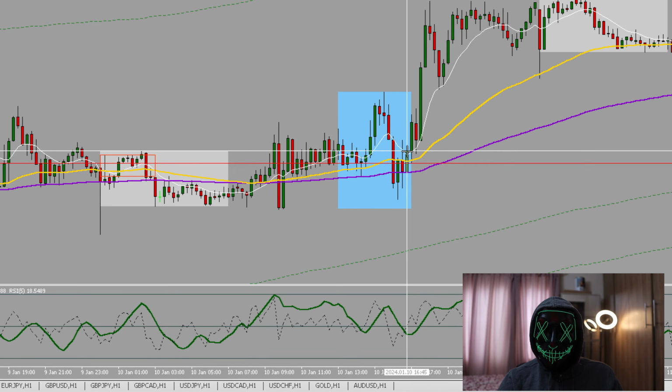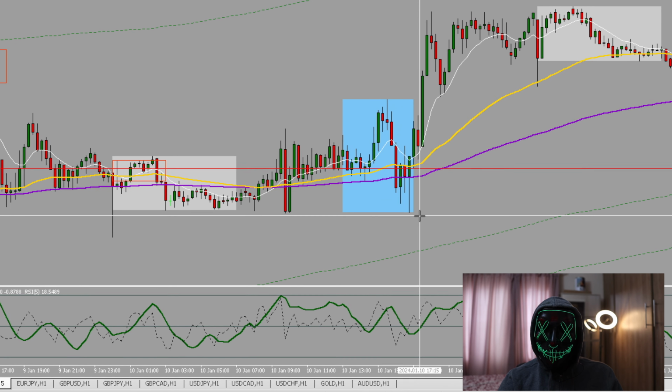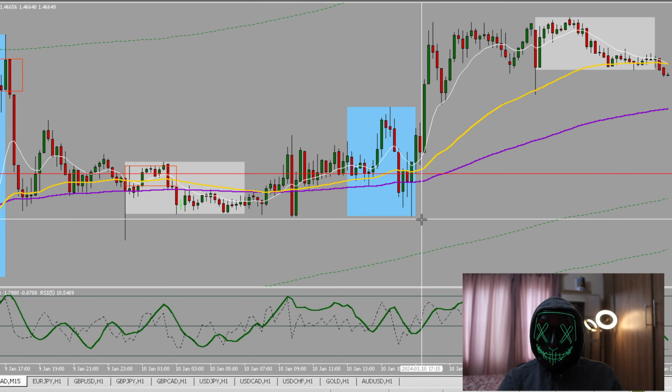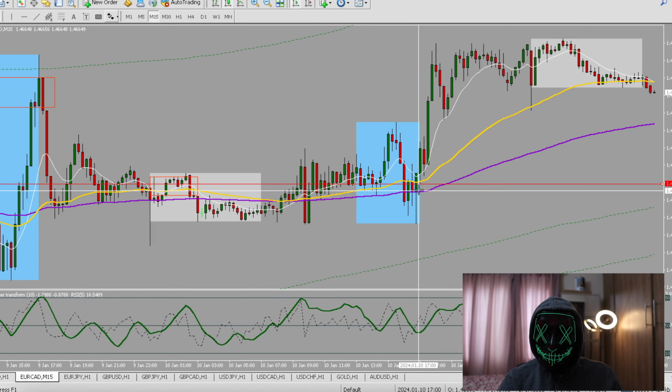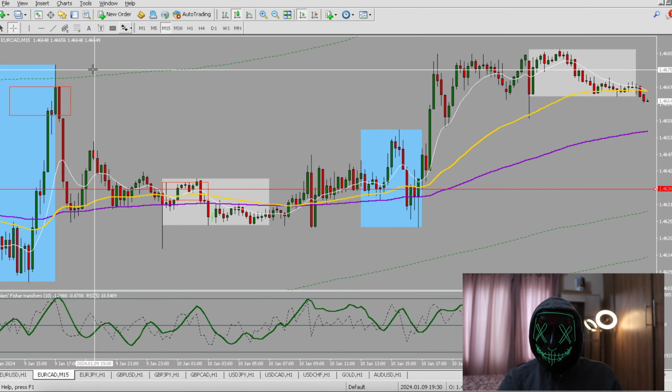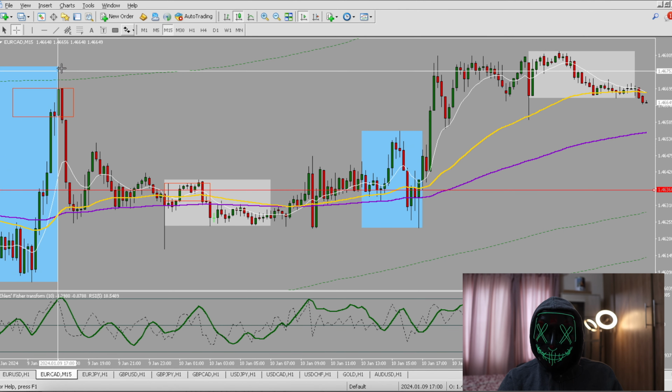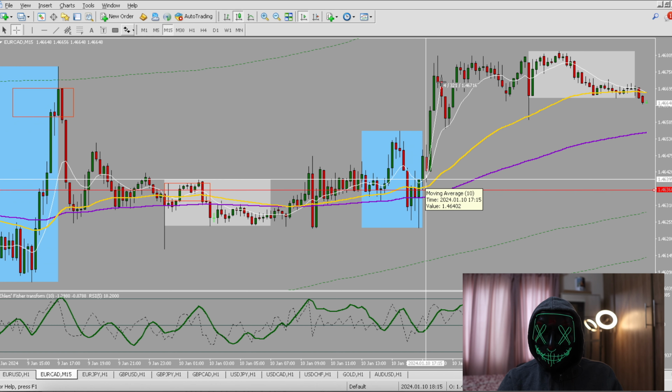I took my entries around here. I put my stop losses beneath this green candle. I was a little bit more conservative this time, and then I took my exits up in these levels, right? Immediately as I took the trade, it shot up to take profit, and I was in and out of this trade.